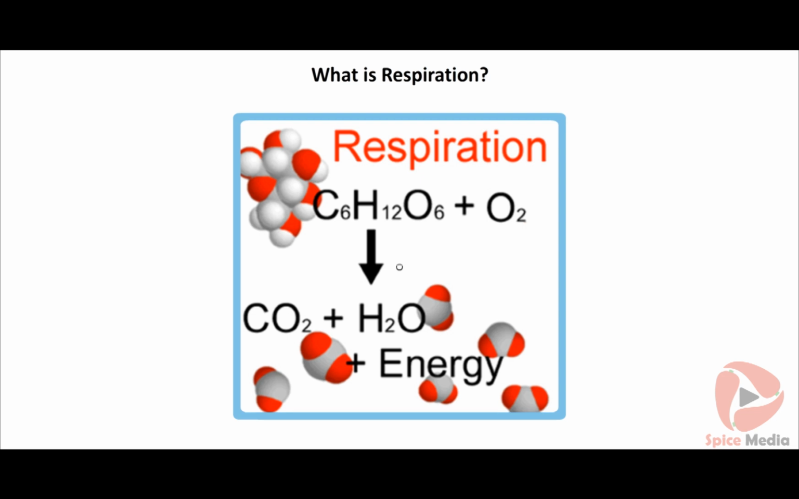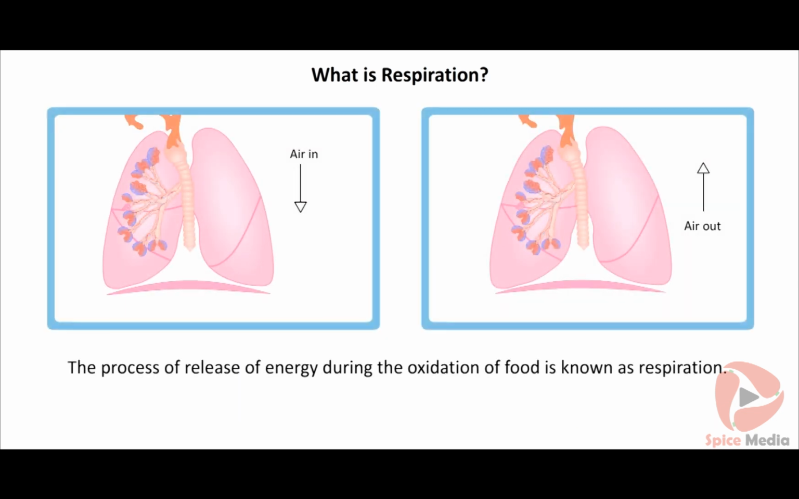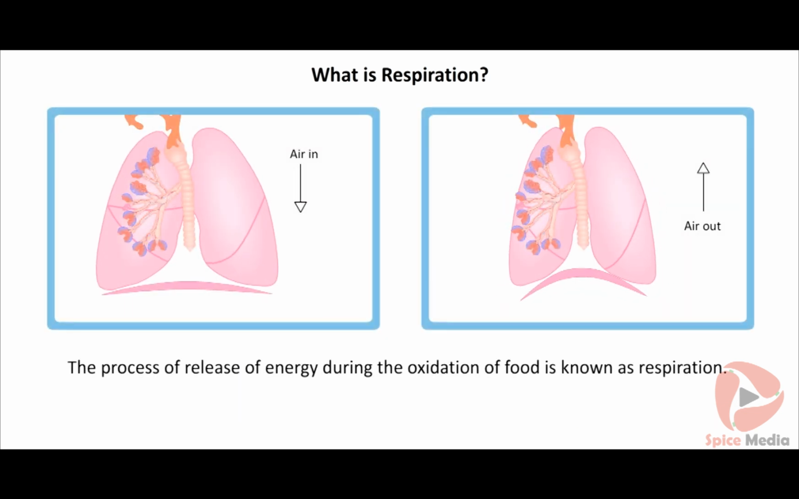Living organisms need energy to perform various metabolic activities. Do you know from where organisms derive their energy? Every organism derives its energy from oxidizing food materials. The process of release of energy during the oxidation of food is known as respiration.